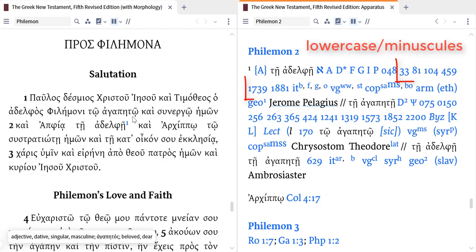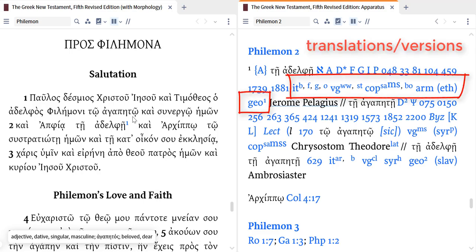This block of manuscripts right here, starting with 33, all the way over to 1881, these are the lowercase manuscripts. These are going to be a little bit later. Then we have some information from translations or versions.